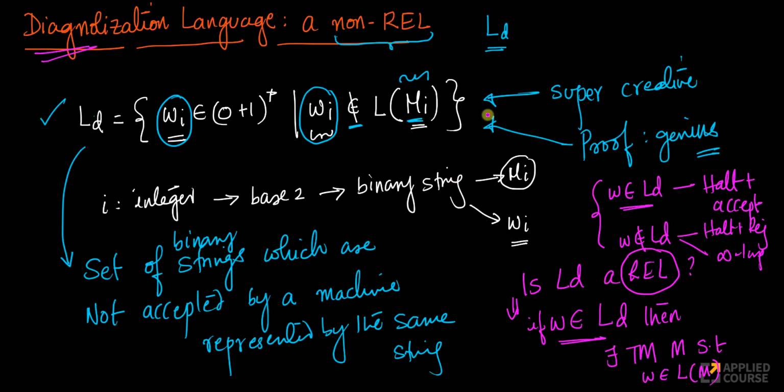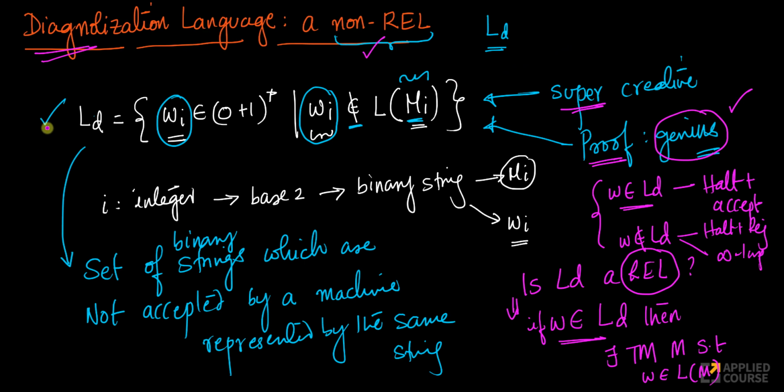That's why I told you, whoever came up with this language is super creative, but whoever came up with the proof is just genius. I don't know how these mathematicians came up with such an elegant proof to construct a language which is non-recursively enumerable, which means they've literally shown a problem for which you can't write a computer program. Very, very interesting problem.